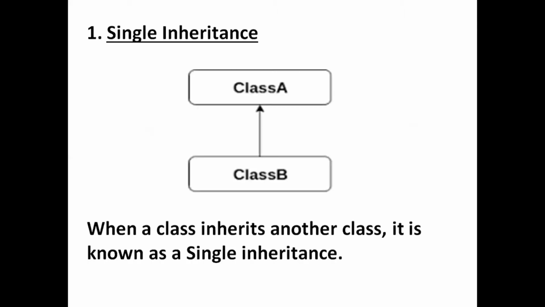First type of inheritance is single inheritance. In single inheritance, we have only one derived class and one base class. So this derived class, class B, inherits class A. That's why it is known as single inheritance. So the definition is when only a single class inherits a single class. So when a class inherits another class, it is known as single inheritance. And this is the block diagram for this.